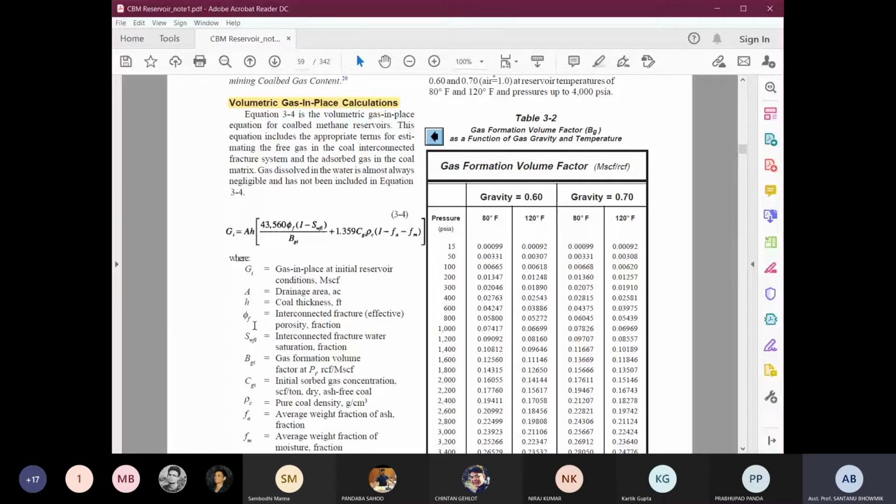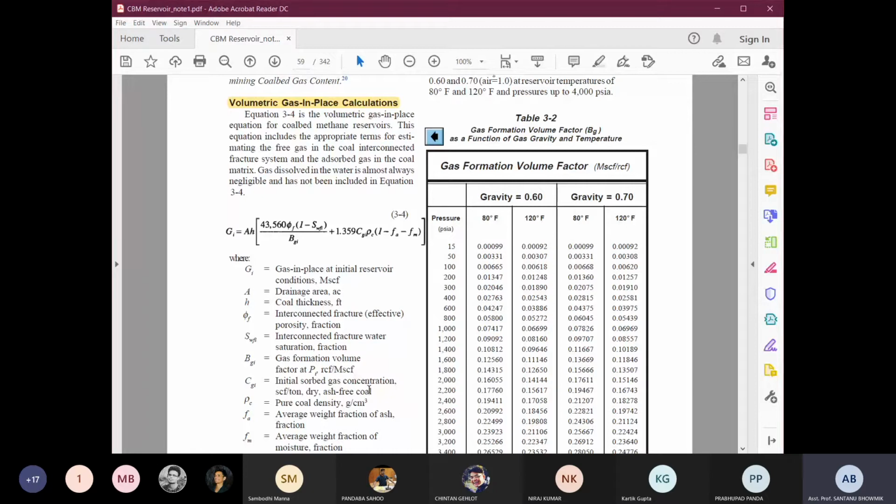Then CGI is the initial sorbed gas concentration. You can see here it is depicted as dry ash-free coal. Dry ash-free measure means you have to remove the moisture and the ash content, and only then do you report it as dry and ash-free. That basis. So CGI is the initial sorbed gas concentration.